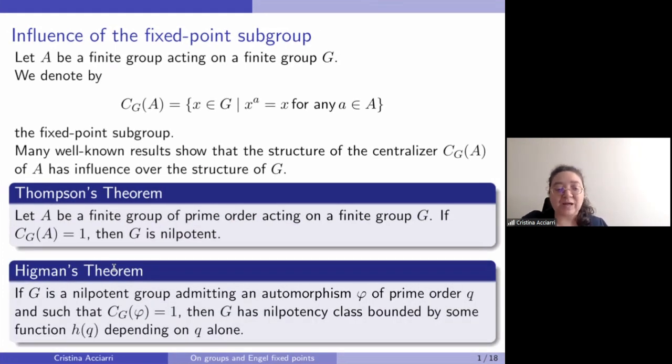And actually much more can be said, because by Higman's theorem, if you already know that G is nilpotent and has this automorphism phi of prime order q, which is of course fixed point free, then the nilpotency class of G can be bounded by a function well known as the Higman function, usually called h(q), which depends only on the order of the automorphism phi. Of course, we have explicit bounds and calculations for this function due to Kreknin and Kostrikin, but I will not enter too much into details about this. It is just important to remember that the nilpotency class depends only on the order of the automorphism. So really, combining these together gives you an idea of how strong this influence can be.